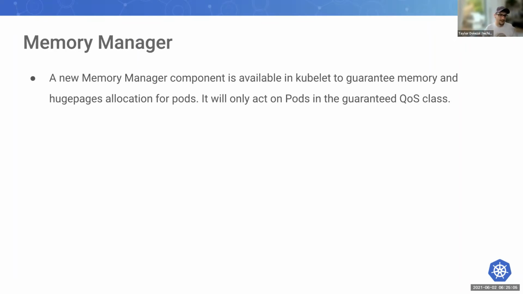So first up, we have Memory Manager, which is useful for applications where memory optimization is key for performance, like packet processing with DPDK, databases, or virtual machines. The new Memory Manager also acts as a hint provider for Topology Manager. So you can see all of these management systems coming in and giving us more observability and more telemetry about what's going on with our cluster.